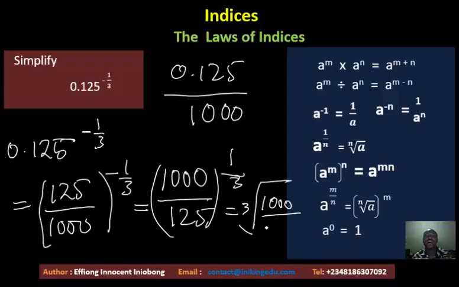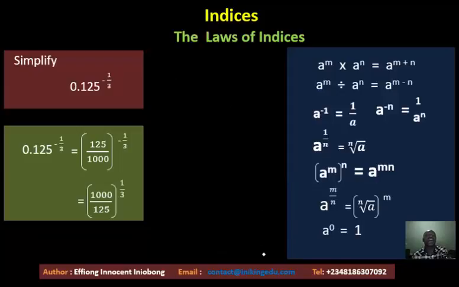1,000 all over 125. Without consulting any oracle, I know that the cube root of 1,000 is 10 and the cube root of 125 is 5. So I have 10 over 5 there and the answer is 2. Isn't that splendid? So that's it there. First and foremost, the decimal is dealt with and we have this as 125 over 1,000. Next, we deal with the negative sign and reciprocate: 1,000 over 125.